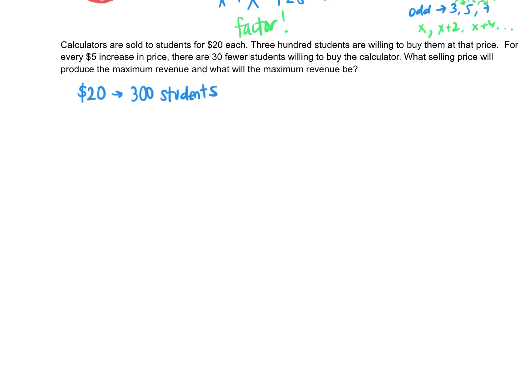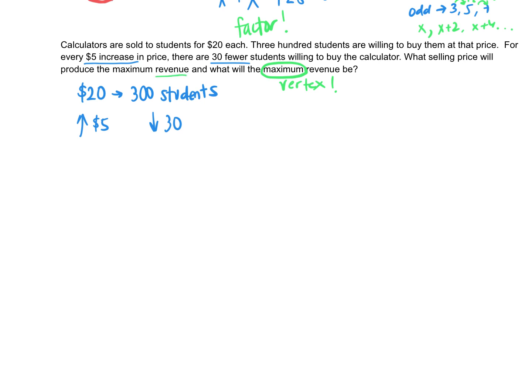For every $5 increase in price, there are 30 fewer students willing to buy the calculator. So if I increase my price by $5, I'm going to lose 30 students. What selling price will produce the maximum revenue, and what will the maximum revenue be? So, a few things. Number one, I see the word maximum, thinking vertex.